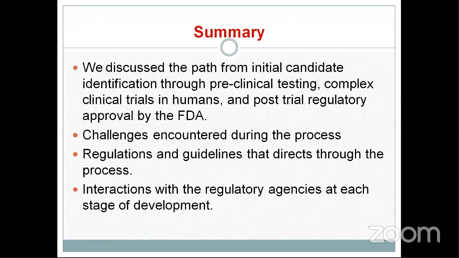In summary, we discussed the path from initial candidate identification through preclinical testing, completing clinical trials in humans, and post-trial regulatory approval by FDA, and the challenges encountered during the process, the regulations and guidance that direct the whole process, and the interactions and inspections with the regulatory agencies at each stage. And how important it is to interact with the regulatory agencies at each stage of development. I concluded with inspection findings from both BIMO and the others.